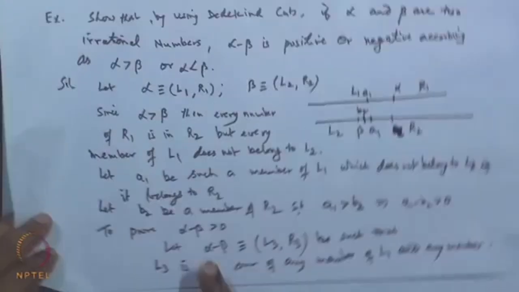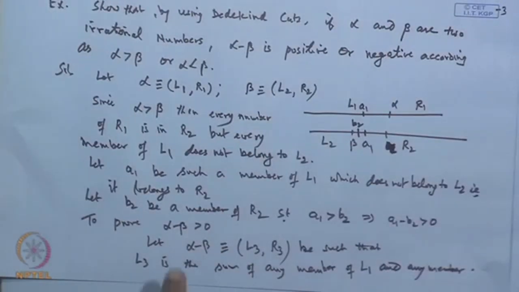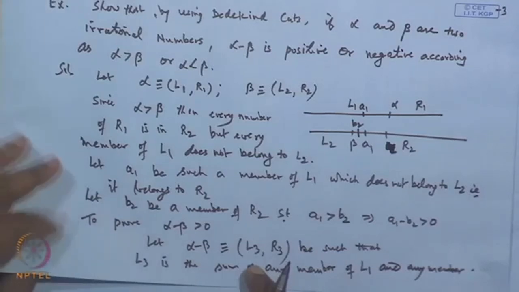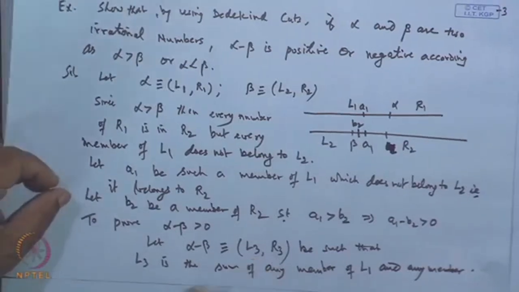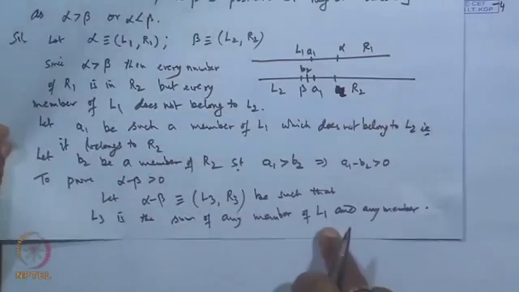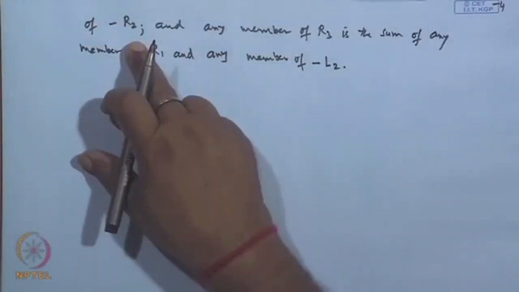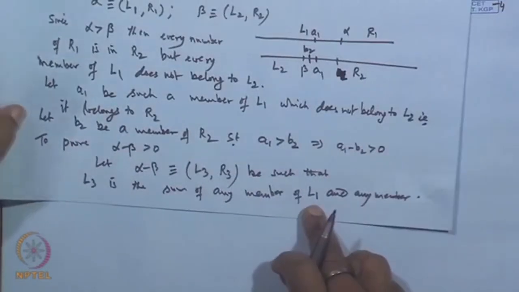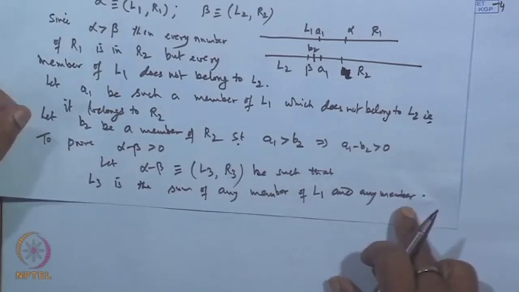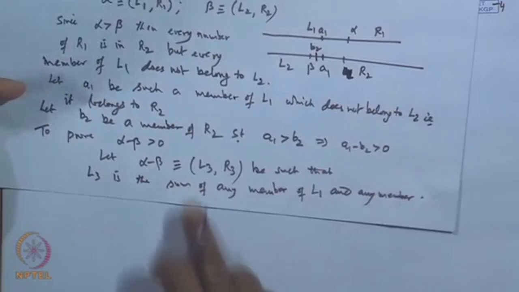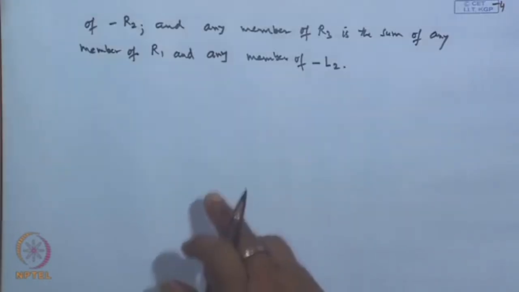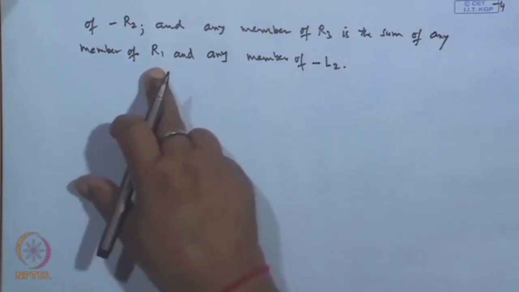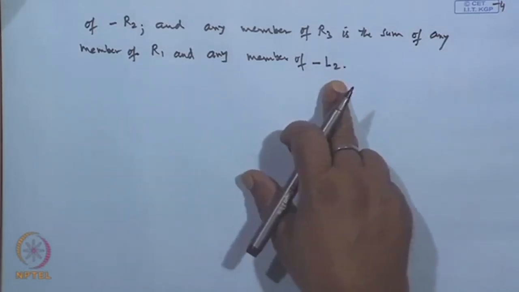Let us see the meaning of this. We wanted to show alpha minus beta to be positive. So let us suppose alpha minus beta represents a cut by L3 R3, and we are assuming that any member of L3 is the sum of a member of L1 and a member of minus R2. So any element of L3 can be written as a sum of an element of L1 and a member of minus R2. Similarly, any member of R3 we are assuming as a sum of a member of R1 and a member of minus L2. Is it okay or not?